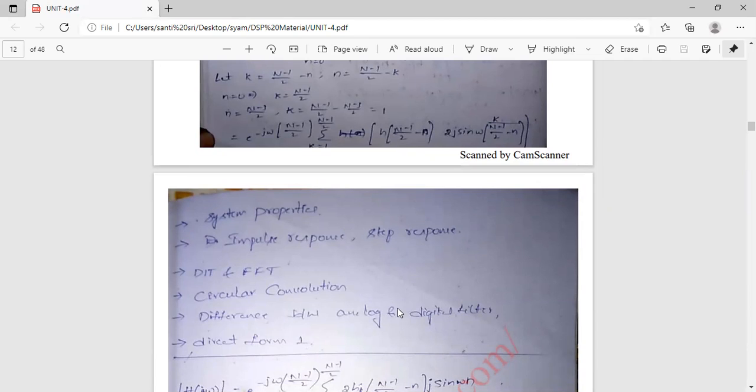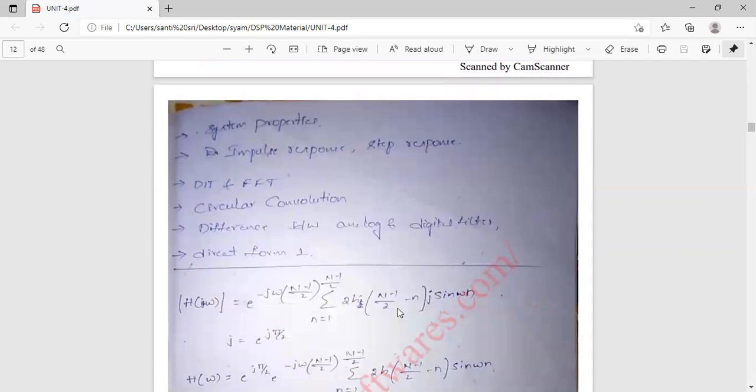Next, here system properties, impulse response, step response, DFT and FFT, circular convolution, difference between analog and digital filters, direct formula. Here we have to discuss these things later.